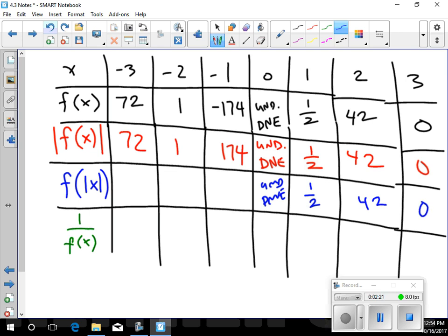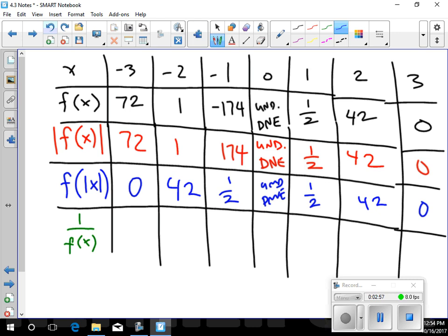But what does -3 become when I plug it in? +3. Therefore, its output is 0. -2 becomes +2, which gives me an output of 42. And -1 becomes +1, which gives me an output of 1/2. So look at that. It turns it into this even function, right? That's symmetrical across the y-axis. So it basically just says, if you're negative, forget the output you have. I'm turning you positive, and then your output is going to be the same as that value.